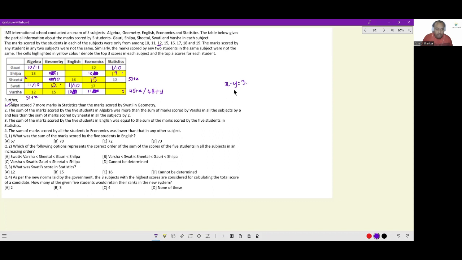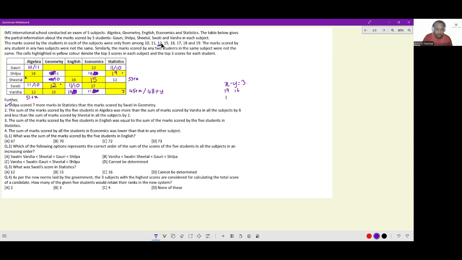Now, what all potential values can x and y take? Can x be 19? If x is 19, y will be 16. This is possible. No problem so far. Can x be 18? No. X is in a column that already has an 18. Not possible. Can x be 17? No. Y cannot take a value of 14. That is not available. Can x be 16?